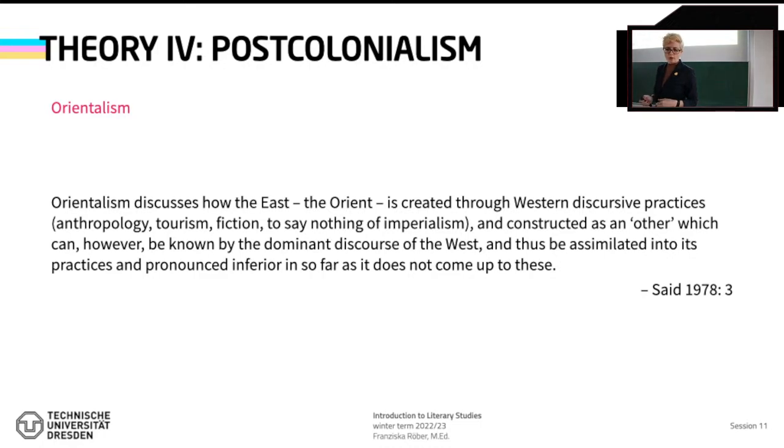So moving back to finally define Orientalism. What is Orientalism if we look at this construct? Orientalism discusses how the East, and in this case it is an ambiguous East, it's not very well defined, is created through Western discursive practices, that is anthropology, tourism, fiction, etc., and constructed as an other, which can, however, be only known by the dominant discourse of the West and thus be assimilated into its practices and produced as inferior.